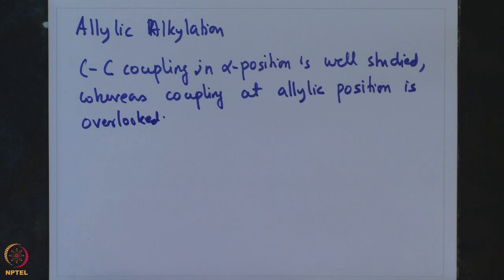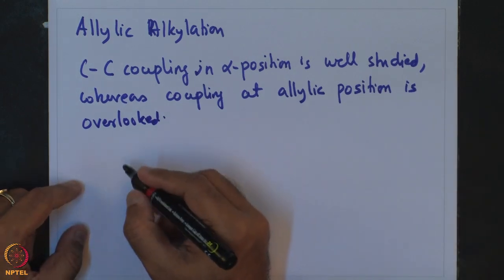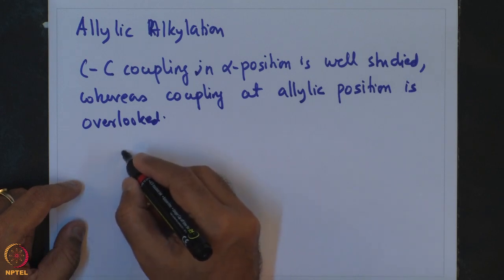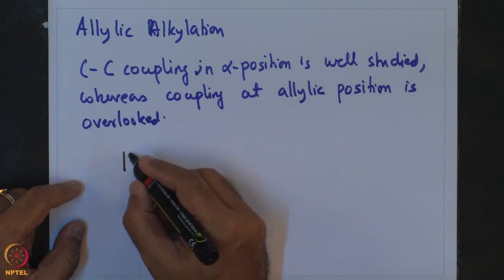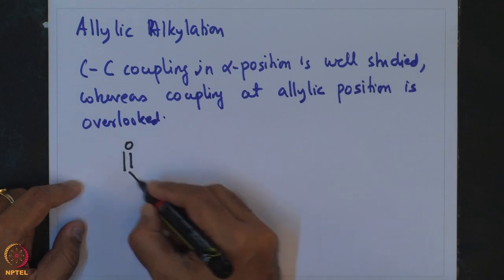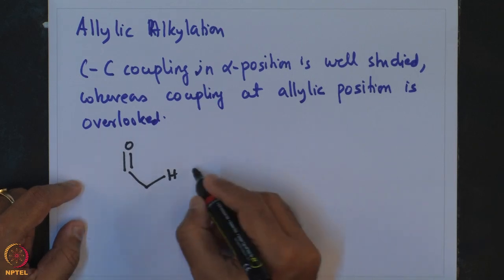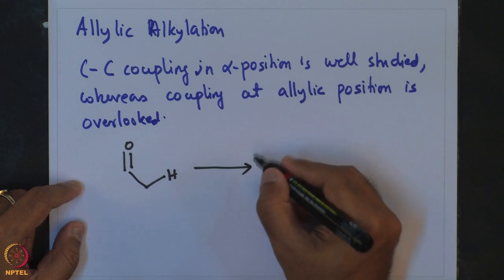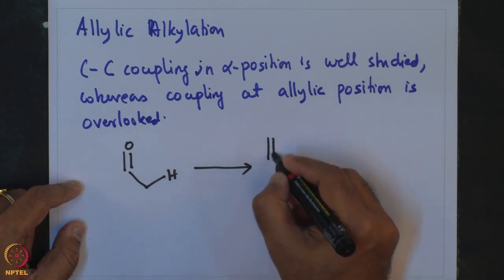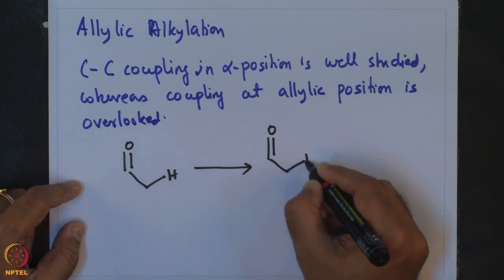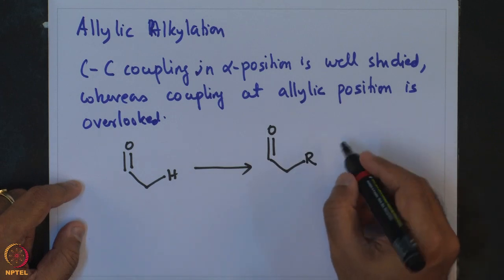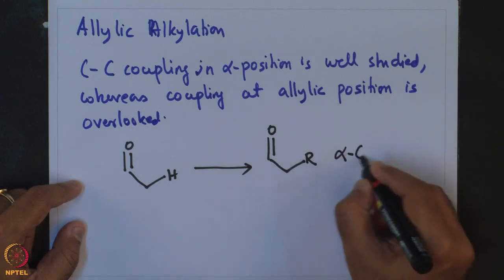Let me illustrate this with the following two examples. For example, for the compound, this hydrogen getting converted to an alkyl group is called alpha carbonyl alkylation.